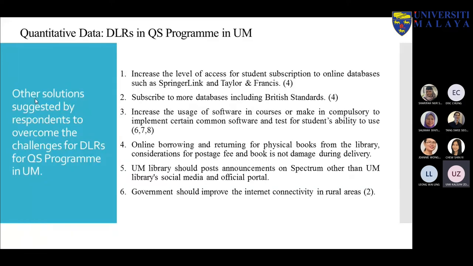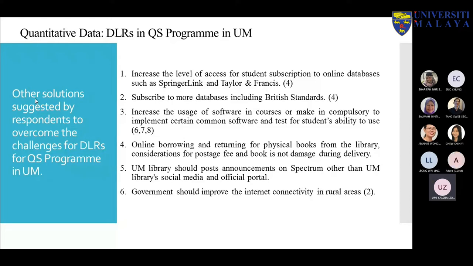And we also asked for other solutions from the students, whereby these are the additional solutions given by the students. First is to increase the level of access for student subscriptions to online databases such as Springerlink and Taylor and Francis. Second, subscribe to more databases, including the British Standard, because these are things that they normally use in their teaching and learning. And the third one is to increase the usage of software in courses, or make it compulsory to implement certain common software and test students' ability to use it.